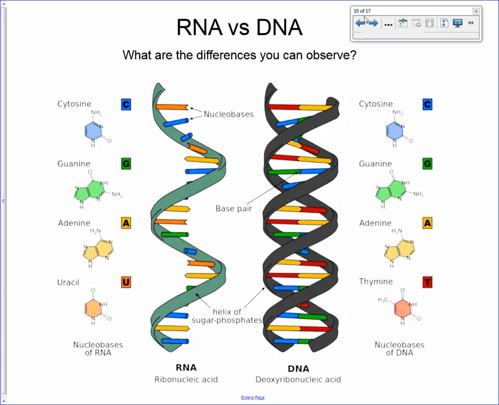Some key differences between RNA and DNA. Here on the right you have DNA. It's quite obviously a double helix. Here's one of them. Here's the other strand of that double helix. RNA is a single helix. It only has one. If you compare the bases, the rungs of that ladder, you'll see that 3 of the 4 are identical. Cytosine and cytosine. They both use guanine. They both use adenine. But RNA uses uracil, where DNA uses thymine.